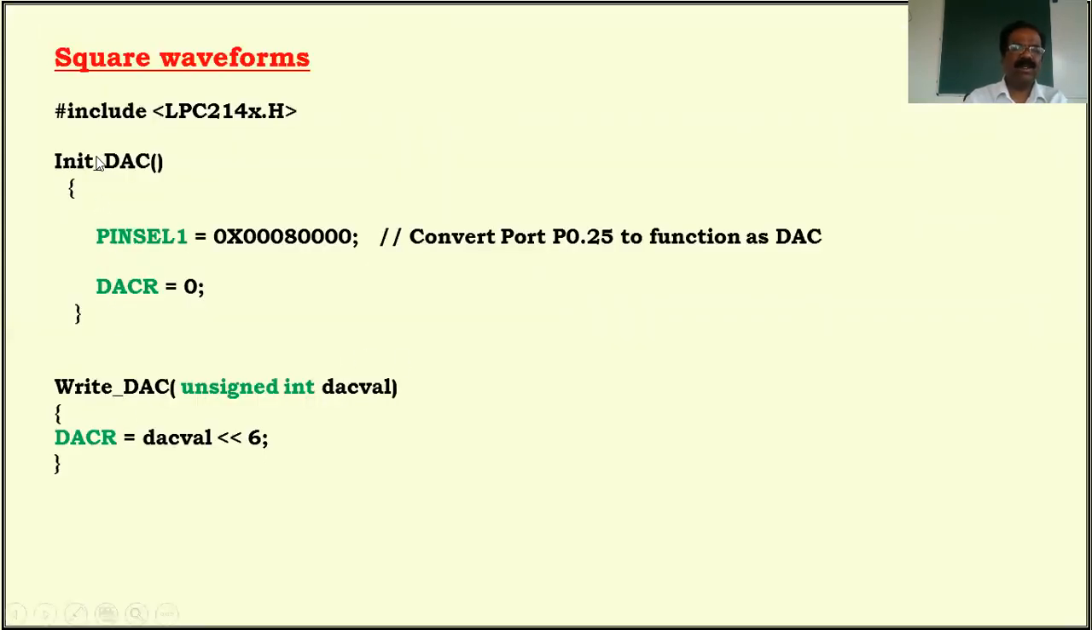This is one function, initDAC, and writeDAC. In the main program, you are going to transfer the appropriate value. Therefore, you are not supposed to write it as it is. You have to write the shifted value. How many times do you have to shift? I have to shift this value 6 times towards the left. Shift the content of DAC value towards the left 6 times. The shifted value will be written into the DAC register. So this is the way.